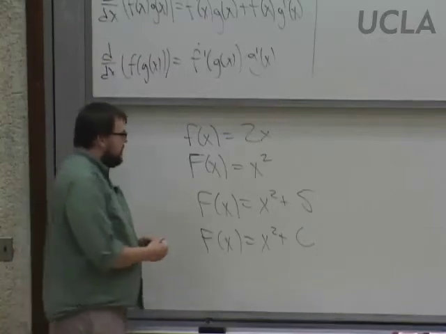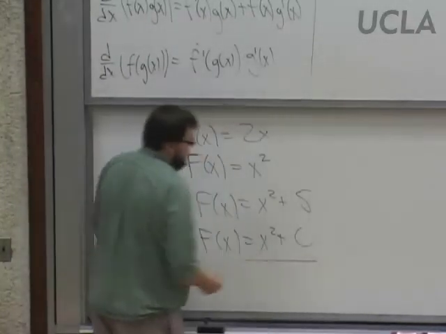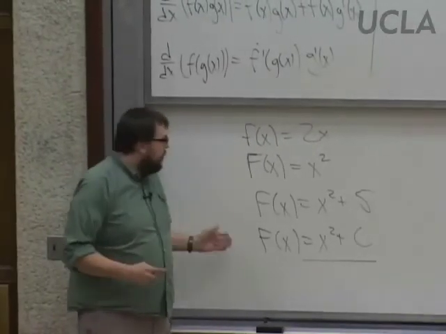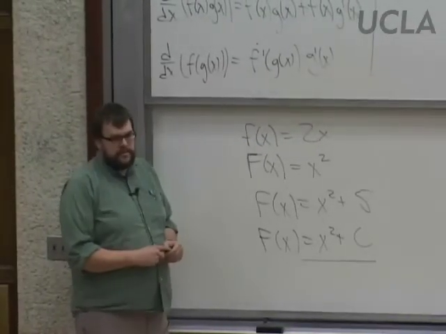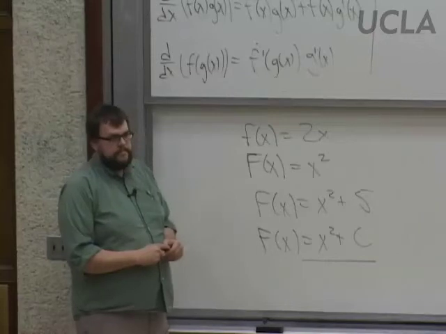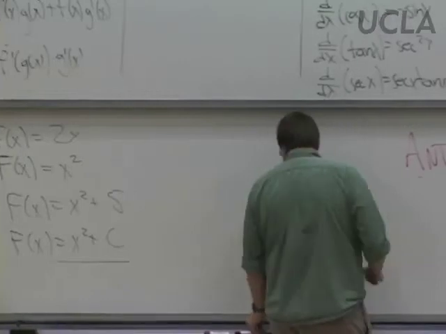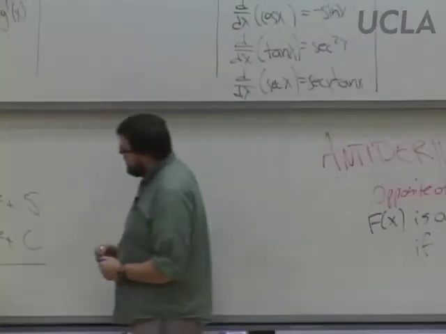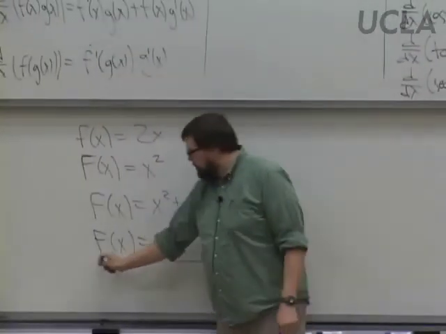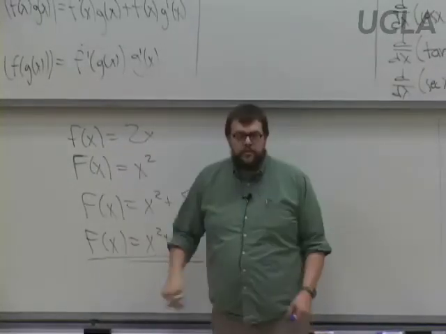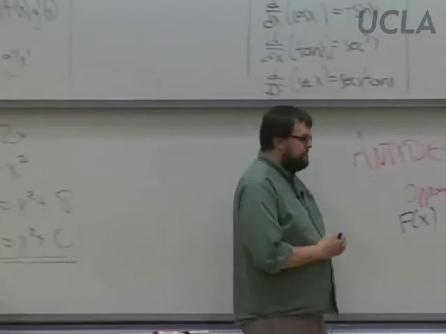Now let me ask you this. Can there be anything else besides this function, x squared plus c, that's an antiderivative of 2x? Or is that the only way I can get an antiderivative of 2x? Well, people who probably have had calculus before know the answer to this, and the answer is no. There's nothing else. Every possible antiderivative of 2x looks like the form x squared plus c.